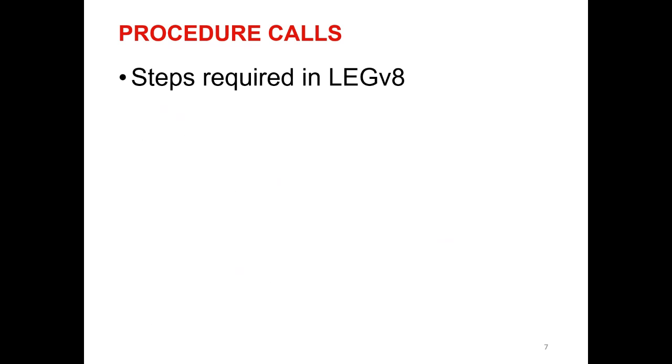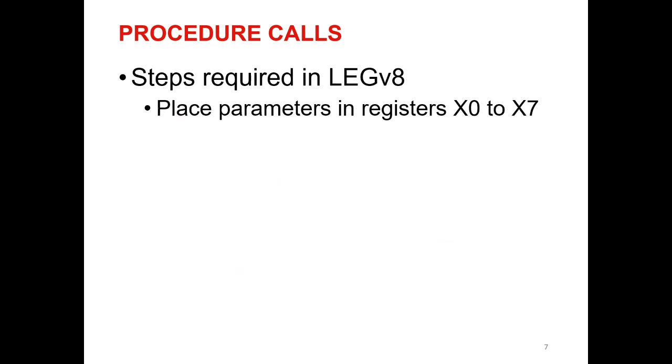So what we need to do in order to call a procedure in LegV8 or in assembly language or in ARMv8? First of all, we need to place the input parameters. Remember that in the swap function we had two input parameters in registers 0 to 7. Why registers 0 to 7? Because it has been decided that those registers must be used for arguments for procedures and functions.